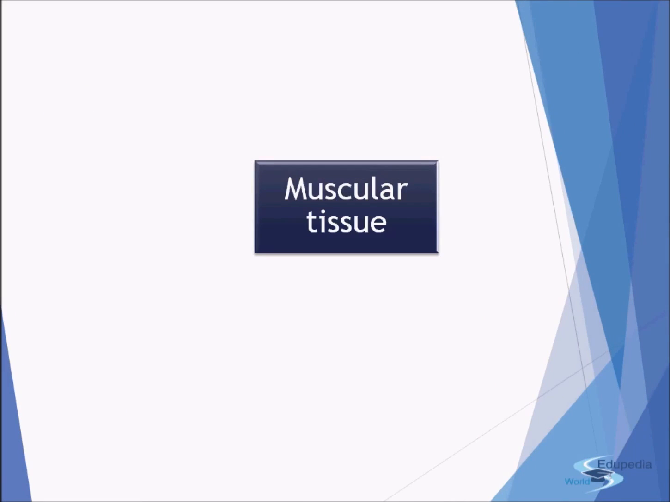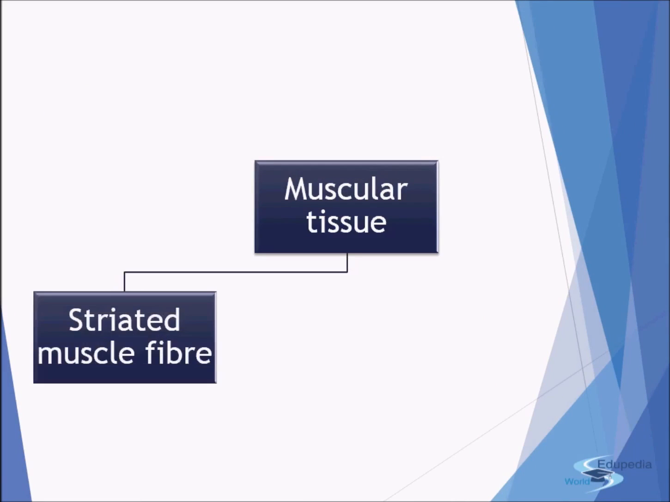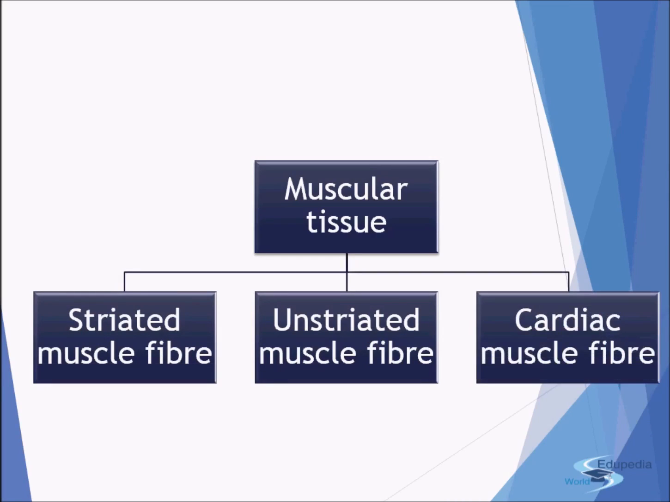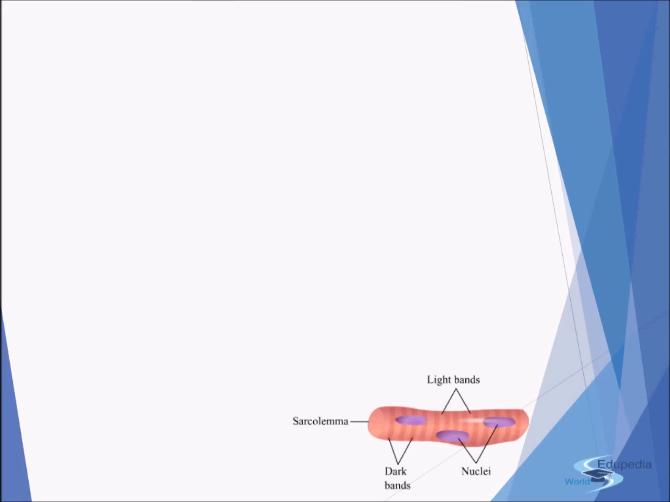Now, the types of muscular tissues. The muscular tissues can be of the following three types: the striated muscle fibers, the unstriated muscle fibers, and the cardiac muscle fibers. Now let us first start with the striated muscle fiber. This is the typical structure of the striated muscle fiber.